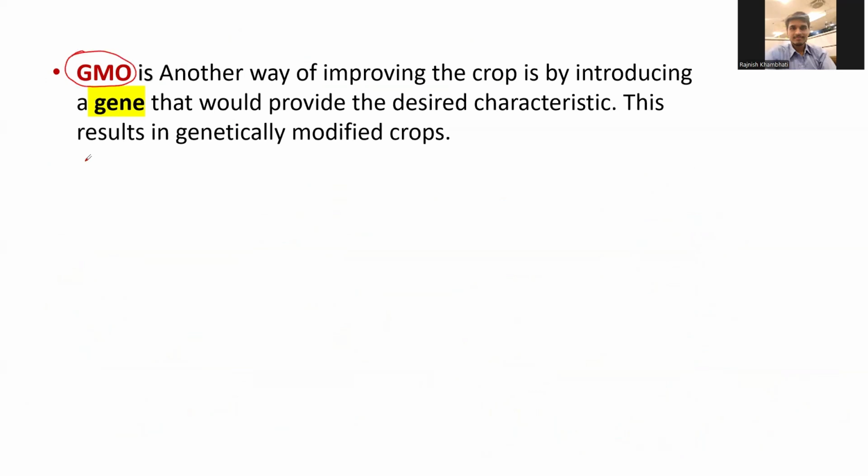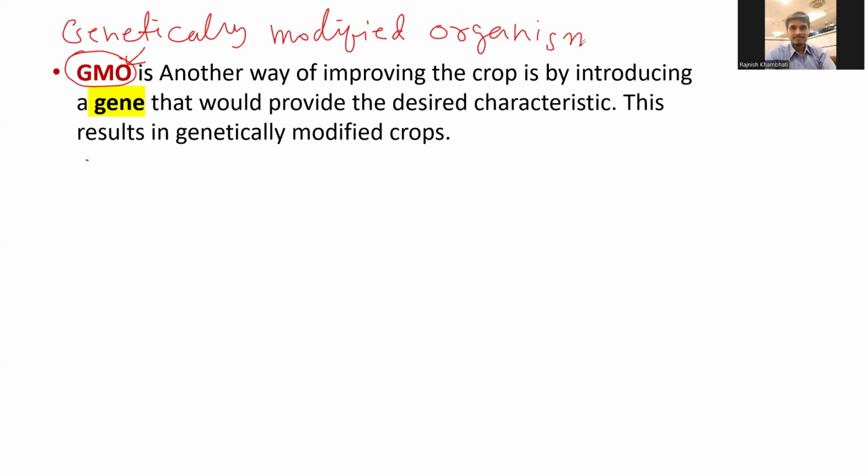GMO means genetically modified organism. This O is for organism. Okay, let me write it here. So GMO means genetically modified organism. Genetically means gene. Gene means DNA. The small segment of a DNA, which is a functional unit, is known as gene. Gene carries the character.